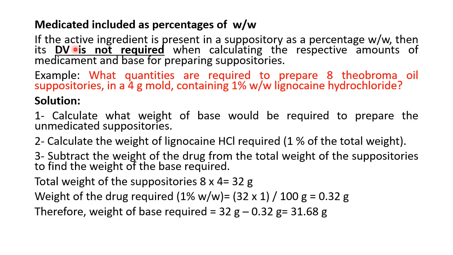Sometimes the active ingredient is present in the suppository as a percentage of weight per weight. In this case, the displacement value is not required in the calculation. This can be explained in this example. What quantities are required to prepare 8 theobroma oil suppositories using a 4 gram mold?